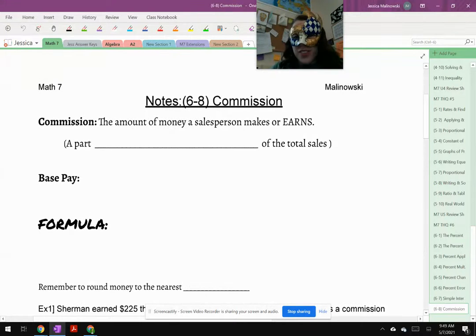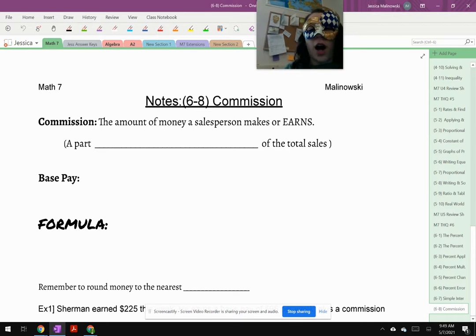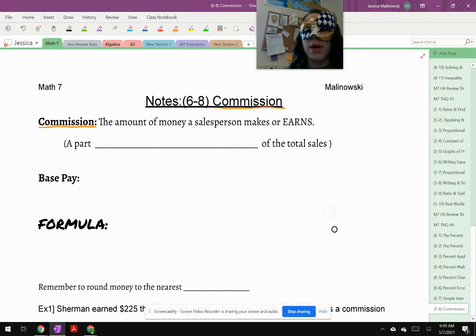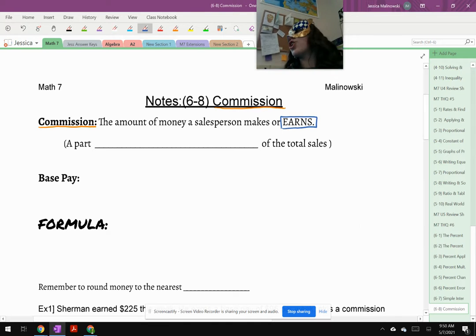We are looking at notes for lesson 6-8 today, and this is the last lesson in Unit 6 already. Right? And this is all about commission. And remember, we talked a little bit about commission in Unit 5, so this is just coming back at us again. Commission is the amount of money that a salesperson makes, or, keyword here, earns, how much money you are earning.